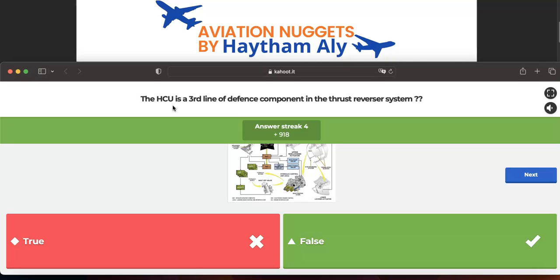The hydraulic control unit has the isolation valve and directional control valve for their energization. For the deploy of thrust reverse, the EEC and EIU will deploy the thrust reverser. But as a third line of defense component, you remember it must be an airframe system computer. So the SEC is a third line of defense component in the thrust reverser system operation. The hydraulic shutoff valve is a third line of defense component for the operation of the thrust reverse.